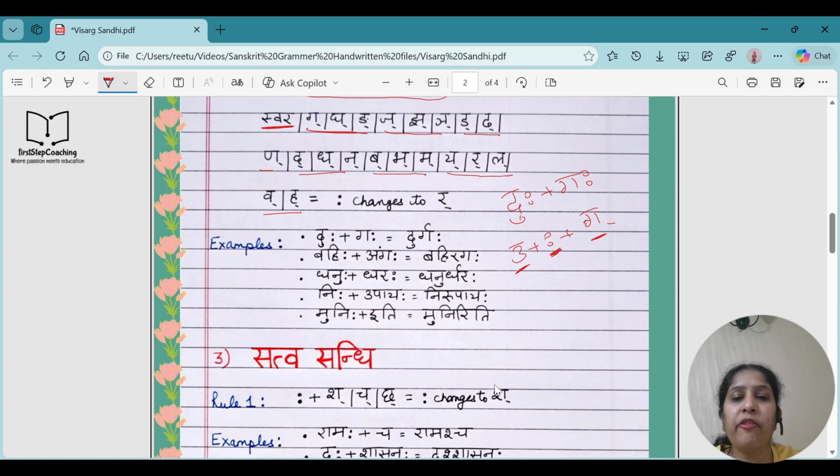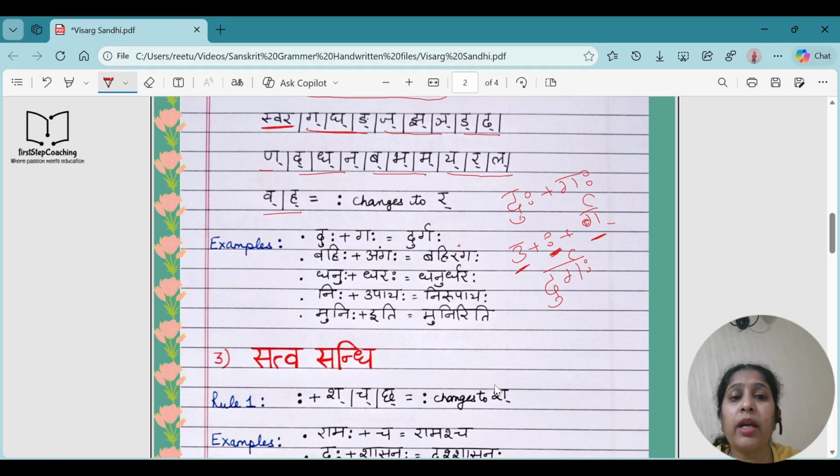Now what happens if after the visarg a vyanjan is there? Like ga, gha, ya, like that. If a vyanjan is there, then that ra will go on the top of that vyanjan. Okay, so what will happen? It will become du, and the visarg changes to ra, and that ra will go upside the consonant, upside the vyanjan. So it will become durgaha. Understood?